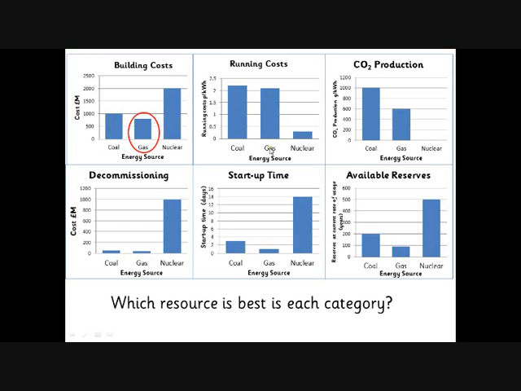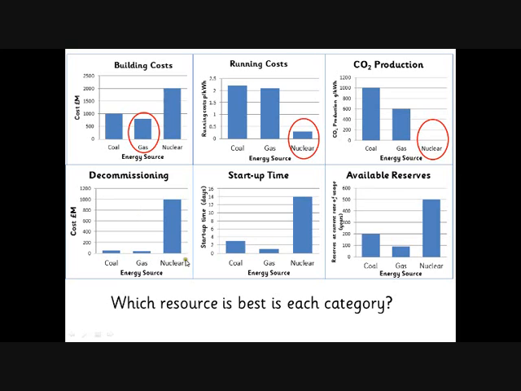Running costs, these will change a lot, but you'll see nuclear is certainly the cheapest one to actually run. It was far and away the most expensive to build. Gas at the moment might be a bit cheaper than coal, although that might change as the price of gas increases as it starts to run out. CO2 production is a crucial one we'll talk about. So nuclear power stations don't produce any CO2 at all, apart from the actual building costs of making the power station in the first place. Once it's running, it's not producing any carbon dioxide.